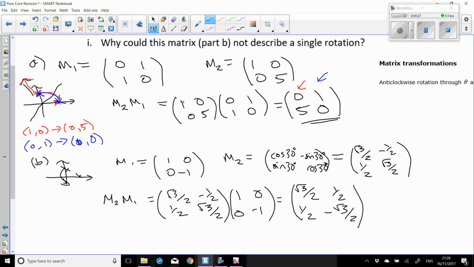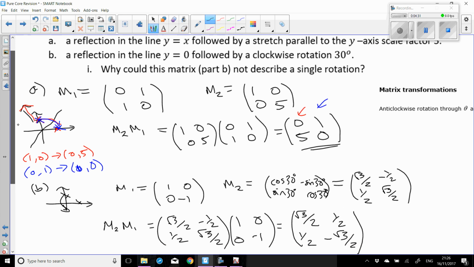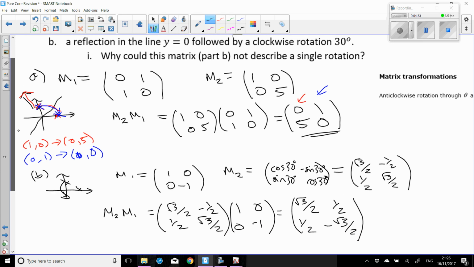And you can check it in a similar way to before by thinking about where the points are going to go. The other way you can check it is by working out the matrices and doing the multiplication in your calculator, although it won't give you this third form, which is why we need to do it by hand.